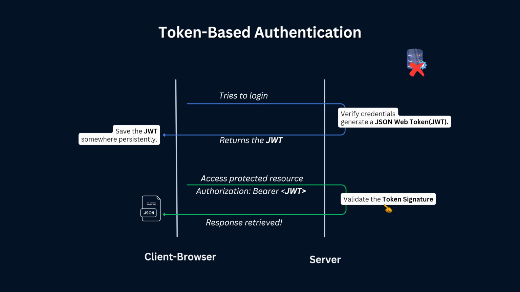So if the token signature is validated successfully, then the request will get access to the protected resource, and then the respective response will be sent back to the client side or browser. So that's how cookie-based authentication and token-based authentication differ.